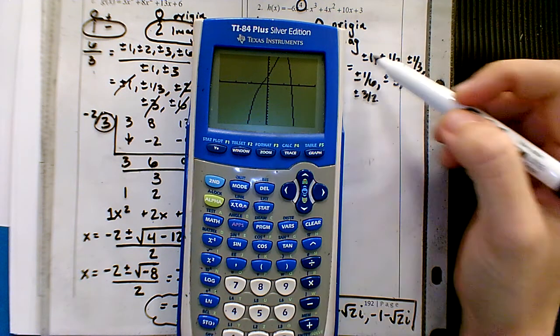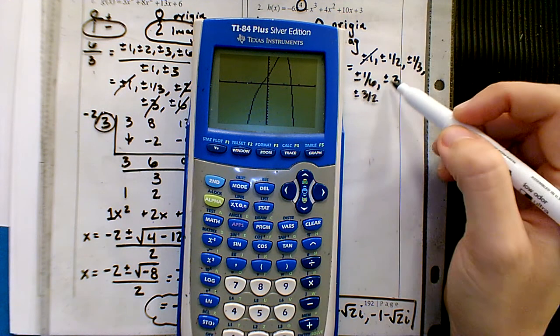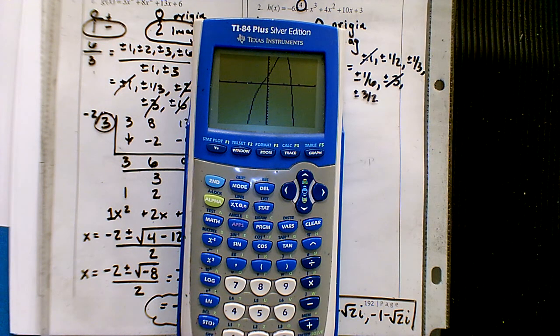We don't go through 1 or negative 1. We don't go through positive or negative 3. Can we circle some possibilities? What do you think, Caitlin?